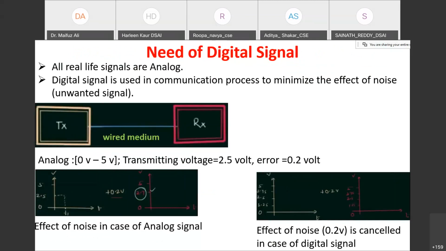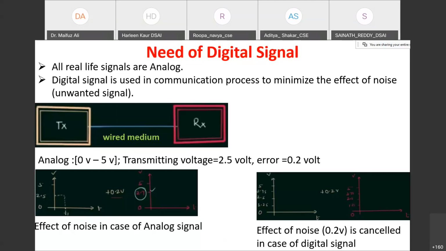Why do you need the digital signal? All real life signals are analog, and you can take any example like sound. If you are singing a song, it is actually a pressure wave or sound wave, and we have to convert the sound wave into an electrical signal using a transducer, and that signal is a continuous analog signal. So all real life signals are analog signals. But right now almost all our devices are digital devices. What are the names of digital devices?